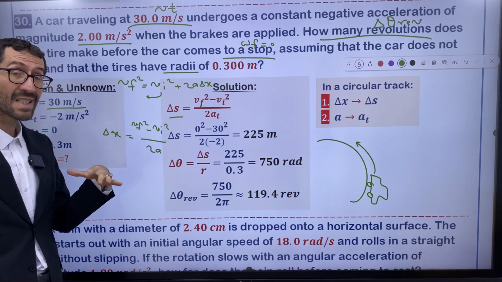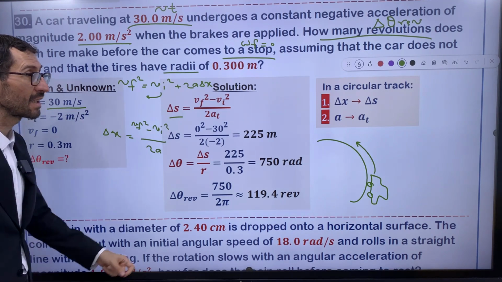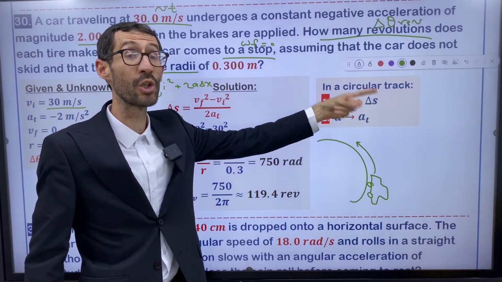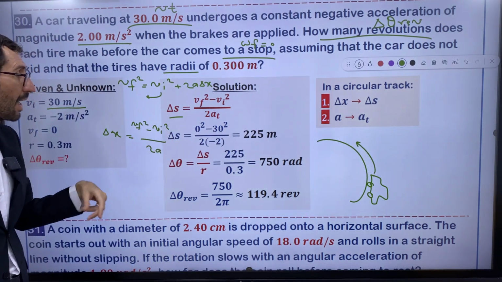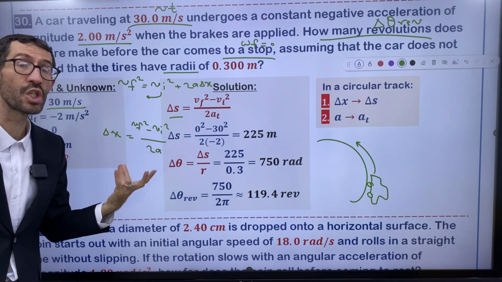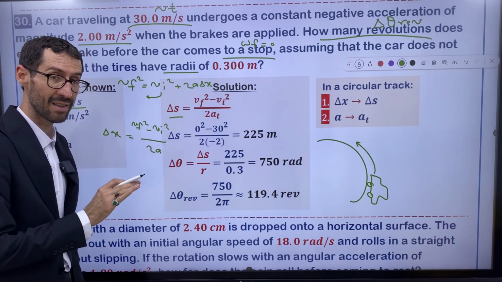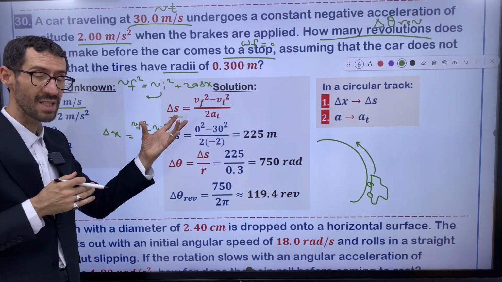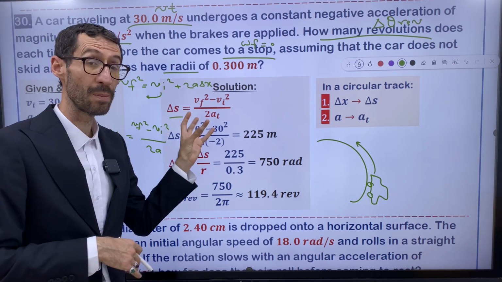I told you, because there's a circular track, delta x turns to delta s directly. That's why I use delta s here. And because we have a circular track, acceleration is tangential acceleration. That's why I mentioned aT here. So it's not a new rule, I just changed some variables.